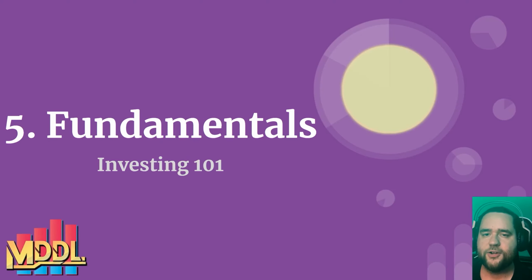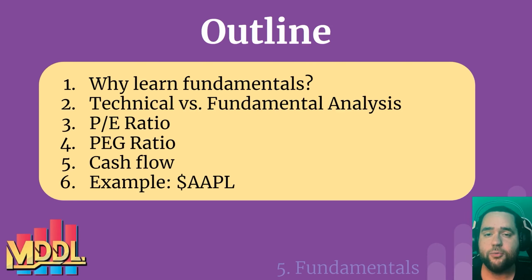But with that out of the way, let's talk about this video, which is the fundamentals video. Here's a general outline of what I want to talk about. First, why fundamentals are important to think about. Then I want to briefly mention the terms technical analysis versus fundamental analysis. Then I want to go over some of the easiest indicators you can use to figure out how valued a stock is. Those are the PE ratio, and for growth stocks like technology stocks, the PEG ratio, which is probably a better indicator than the PE ratio.